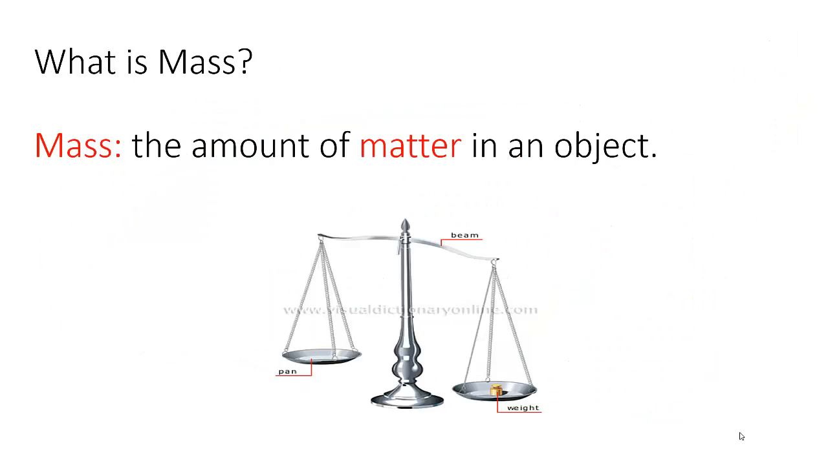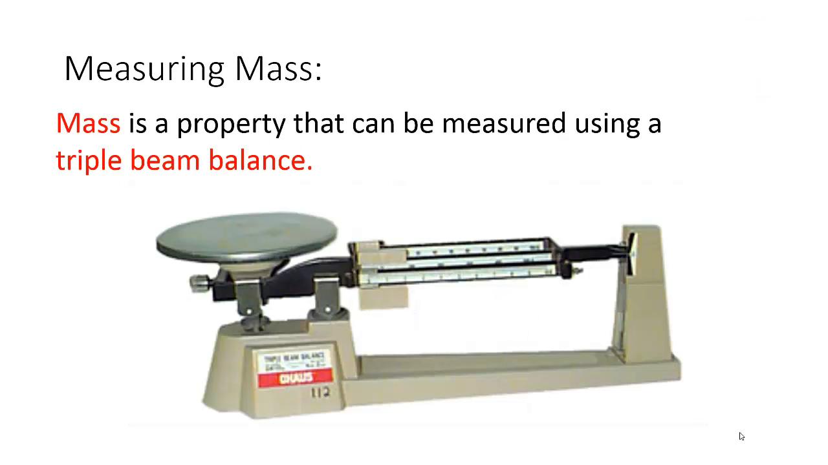So what is mass? Mass is the amount of matter in an object. Pause this video and write down the definition of mass. Measuring mass. Mass is a property that can be measured using a triple beam balance. When we did our gallery walk of all the different lab tools, triple beam balance was one of our tools, and it told us that it helps us measure mass.